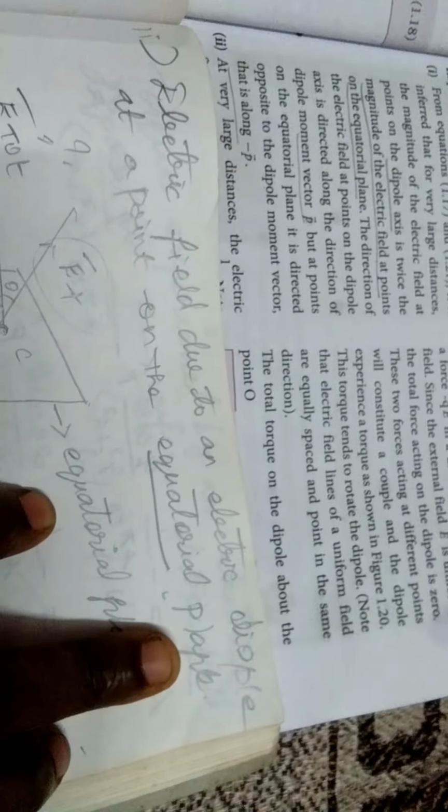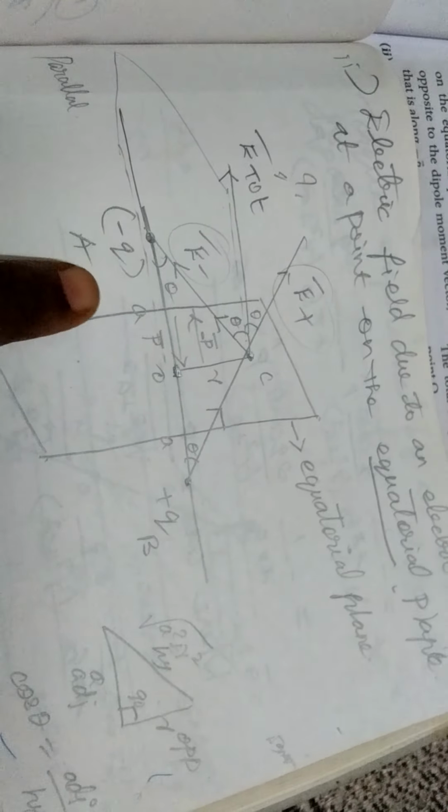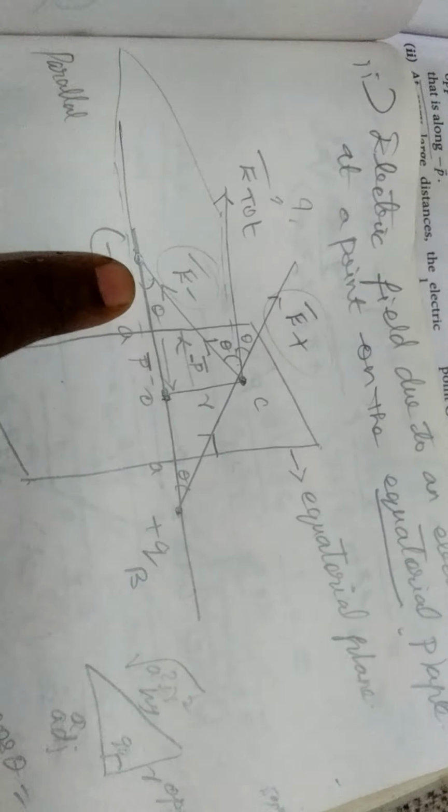Equatorial plane. Okay, now you see, we are considering two charges. I am taking the x-axis as one line, I draw it, and here I take the plus q charge, which we call point A. Next, this point B is the negative charge. The point in between the two charges we take as O.